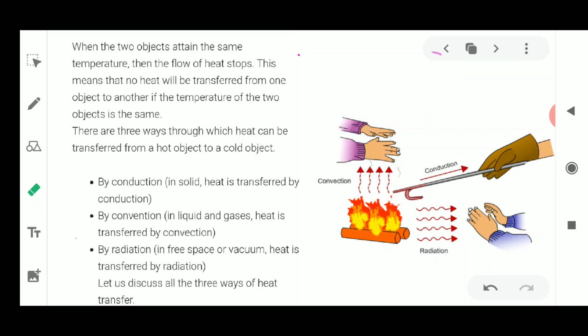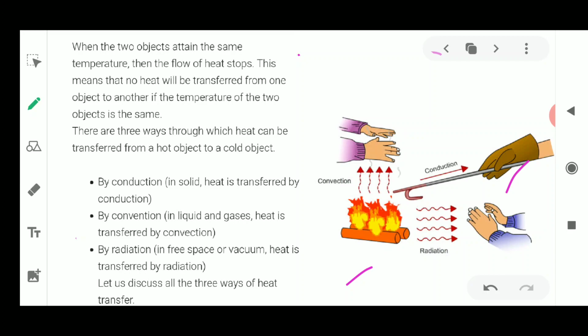Here in the diagram you can see the examples of conduction, convection and radiation at a glance. In this example, you can see that there is a fire burning, and in the fire you are keeping a rod, and this rod becomes hot after some time.